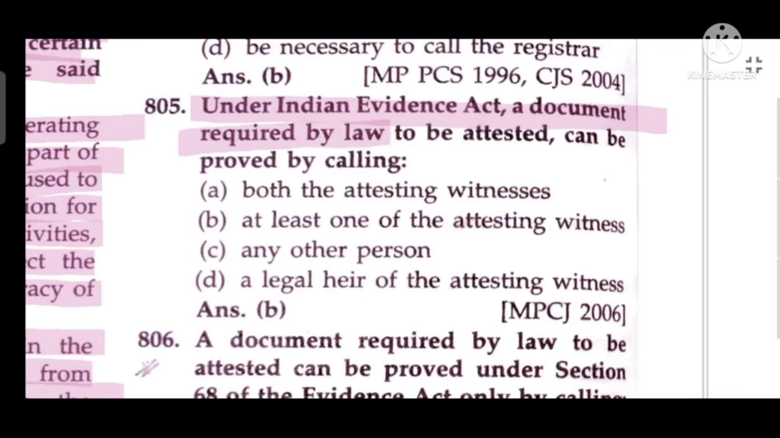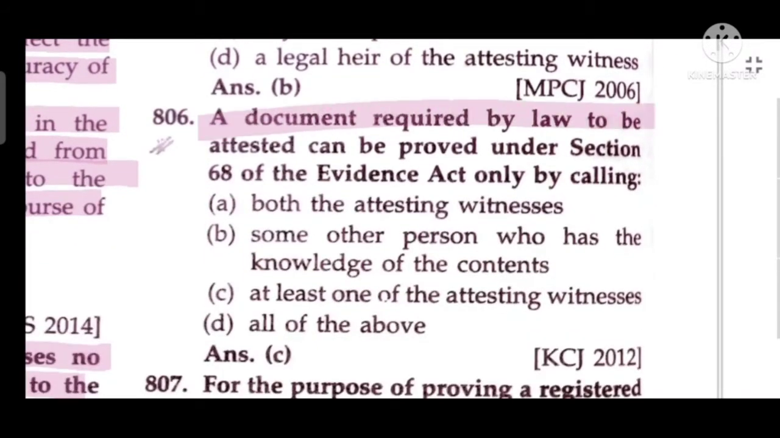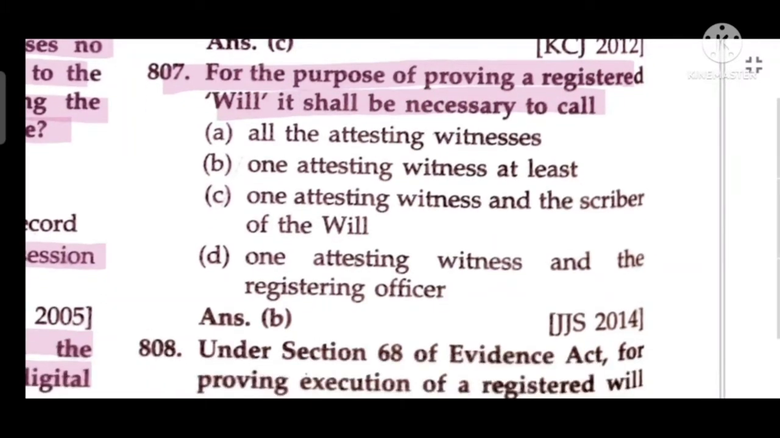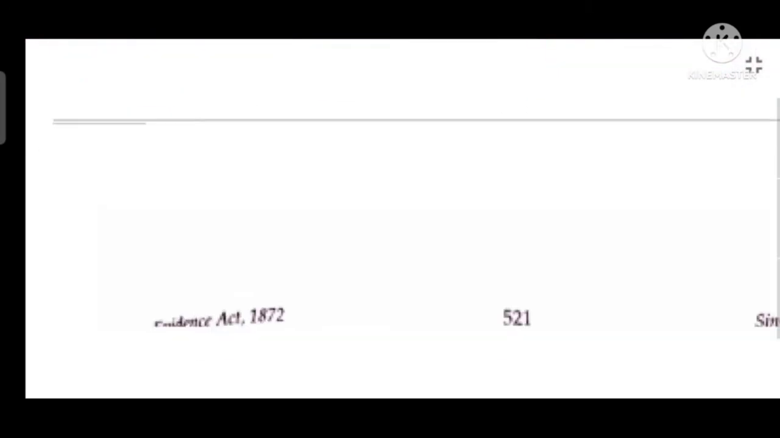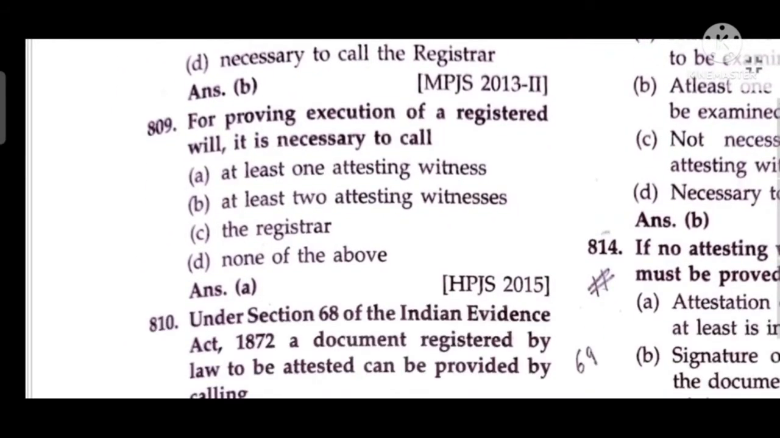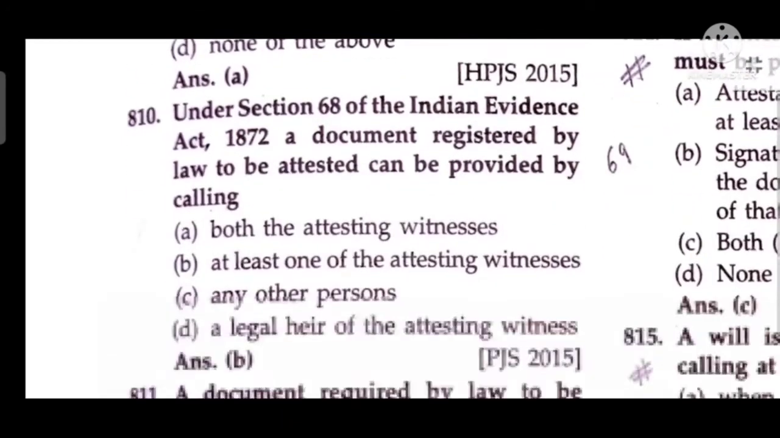For proving the execution of a registered will, it is necessary to call at least one attesting witness. Under the Indian Evidence Act, a document required by law to be attested can be proved by calling at least one attesting witness. A document required by law to be attested can be proved under Section 68 of the Indian Evidence Act by calling at least one attesting witness. For the purpose of proving a registered will, it shall be necessary to call at least one attesting witness.